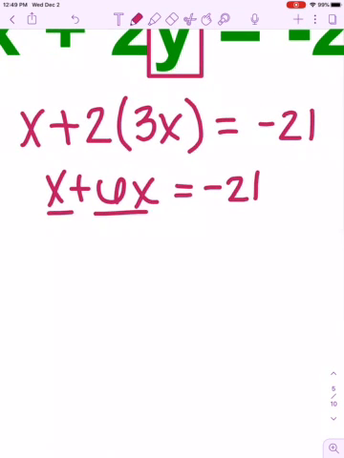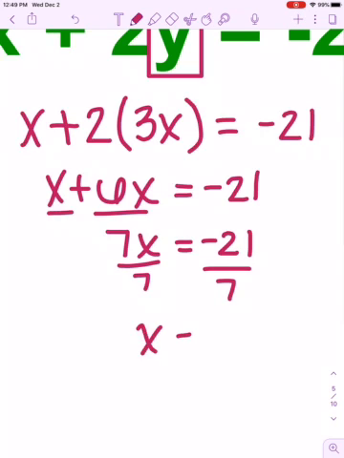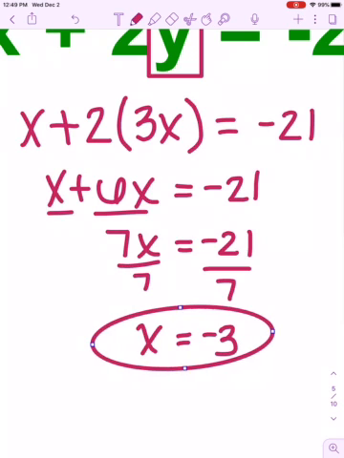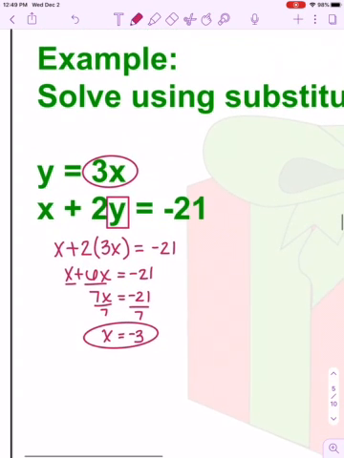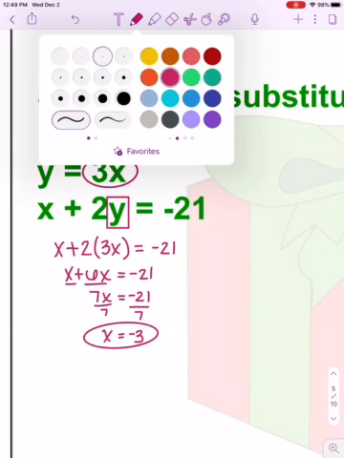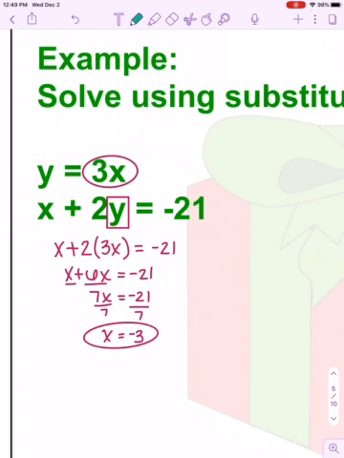The x's are on the same side, so I just smushed them together. x plus 6x is 7x. And then to get the x by itself, I'm dividing both sides by 7. So x equals negative 3. Okay, so I solved for x. Remember, we're looking for a point where the two lines intersect. That's not done yet because I only have an x, and I need an x and a y.